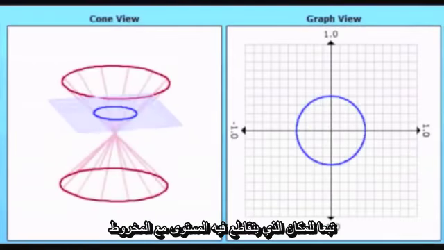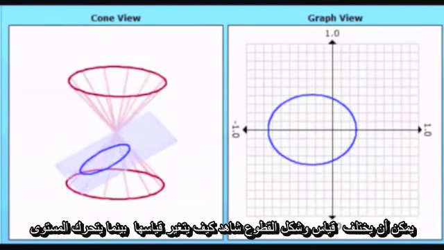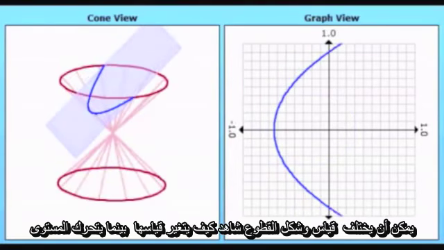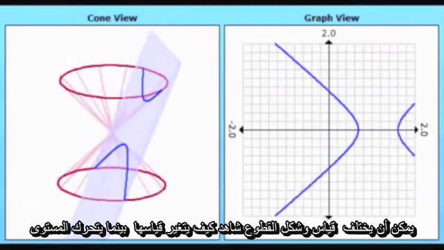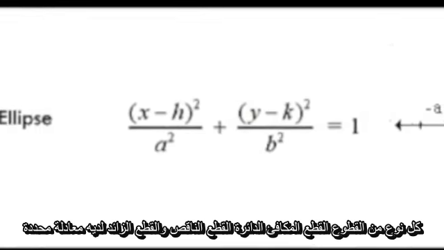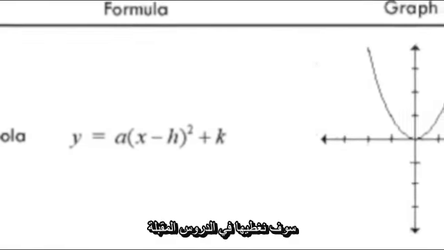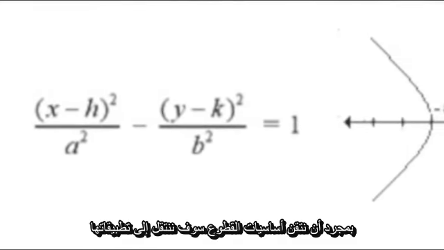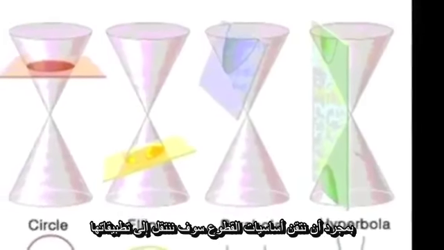Depending on where the plane intersects with the cones, the size and shape of the conic can vary. See how the size changes as the plane moves around? Every type of conic, circle, ellipse, parabola, and hyperbola, has a specific equation that we'll cover in the coming weeks. Once we master the basics of conics, we'll move on to the applications of conics.